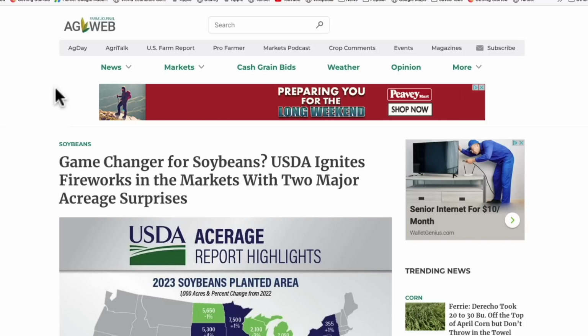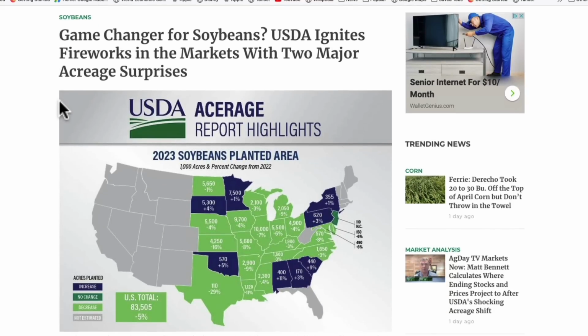Okay, so AgWeb is a farm journal. There's lots of these neat little journals, and there's some universities in the U.S. that really specialize in research about crops and farming that you can get a lot of good information from. This is their acreage report. They're just highlighting what USDA reported. This is soybean planted area.